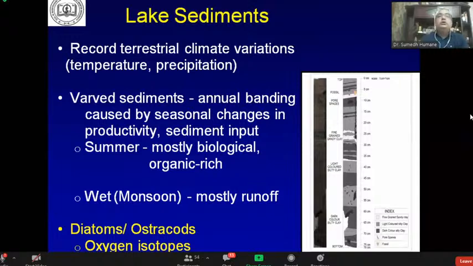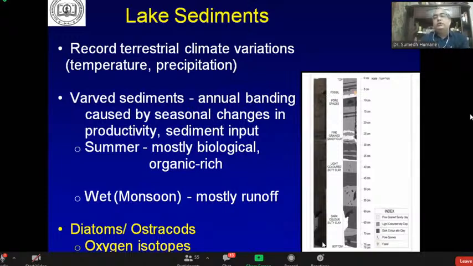So the lake sediments are very good repositories of natural records. You can study terrestrial climatic variations through the lake deposits. You can understand the paleo temperature and precipitation patterns. You have the annual banding, as you can see in this diagram.